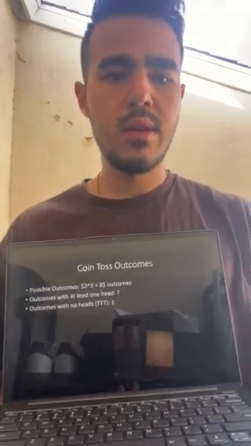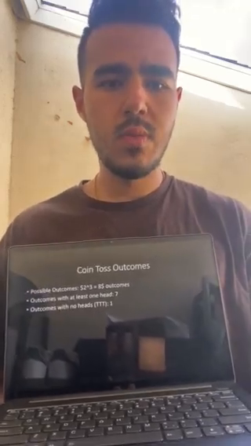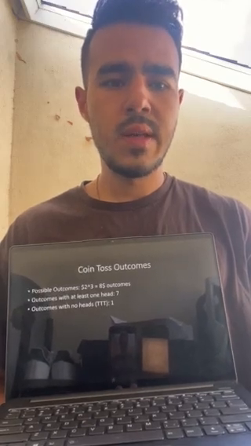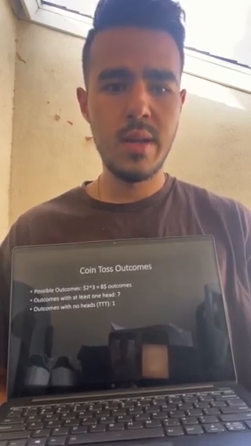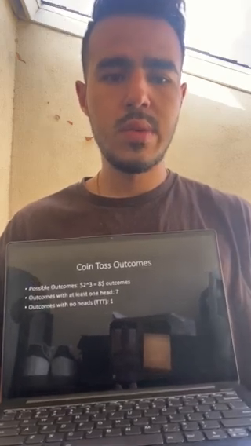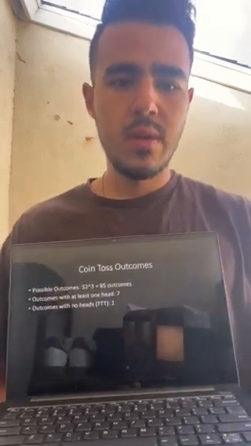We're interested in the number of outcomes that have at least one head. Looking at the list, we can see that 7 outcomes out of 8 have at least one head, and only one outcome, tail tail tail, has no heads. This information will help us calculate probabilities related to these outcomes.